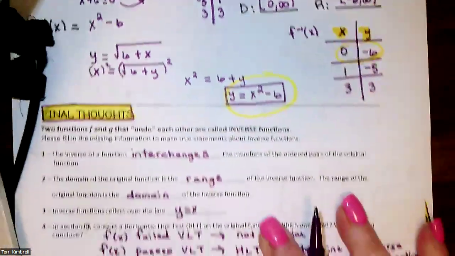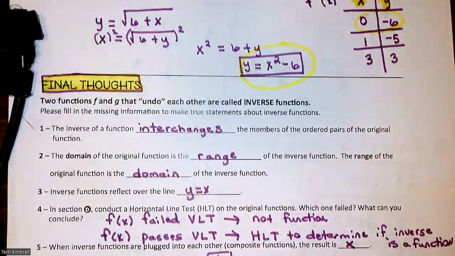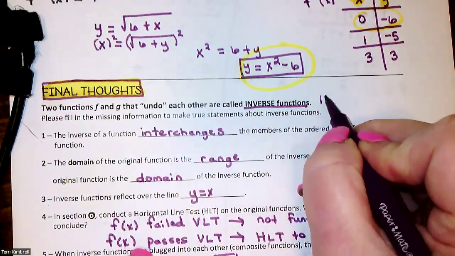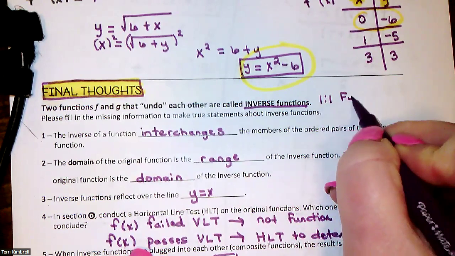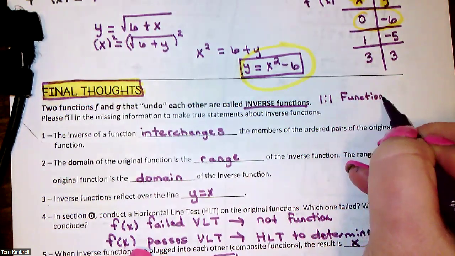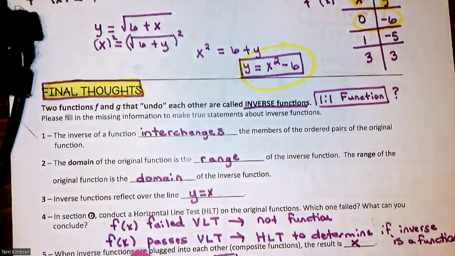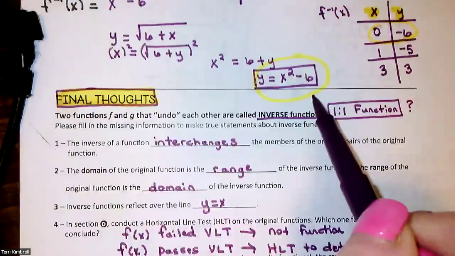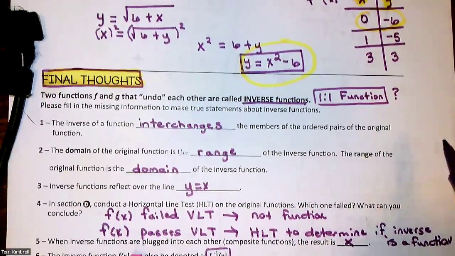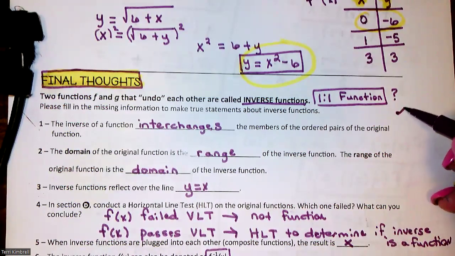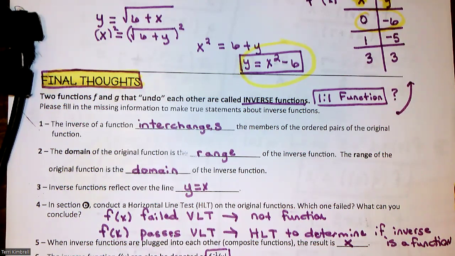So the final thoughts for the section. Make sure that you know that it must be 1-to-1 to have an inverse. So you want to make sure your original function is 1-to-1. Be careful when it gives you domain restrictions because you can take a quadratic and get domain restrictions, and maybe you're not looking at the whole quadratic, but you're only looking at one side of that parabola. So make sure you pay attention to that, okay?